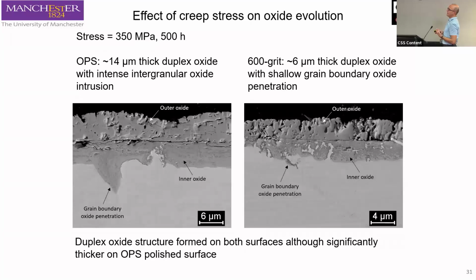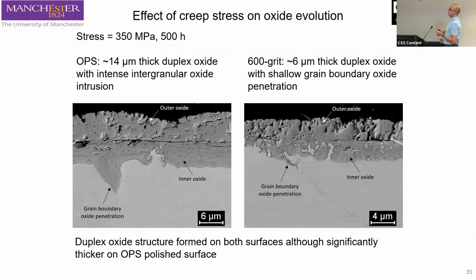And here is the micrograph cross-sectional examination of the same sample, this time in the gauge length. In the case of the OPS, the oxide was basically similar to what we saw earlier, so a dual structure. Now we can see that even on the 600 grit, there is clearly a disruption of the protective oxide and the formation of this dual oxide layer.